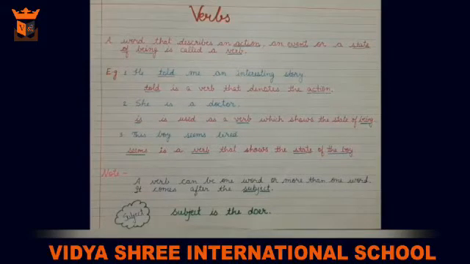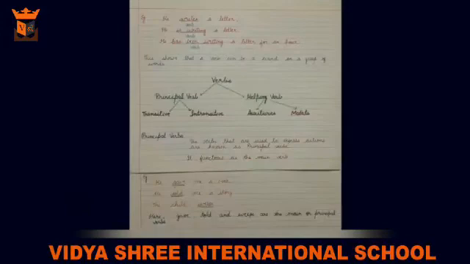A verb can be one word or more than one word, and it comes after the subject. What is a subject? Subject is the doer. Let us understand this with some examples. He writes a letter. What is the action word here? Writes. So writes is a verb here.